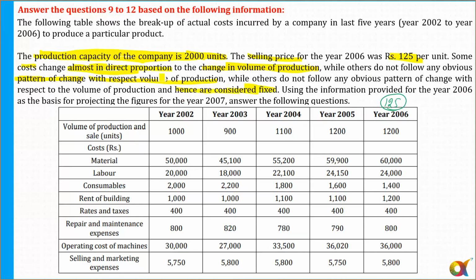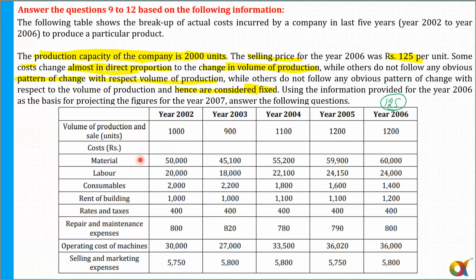Now, if you look here, in the year 2002 this is 1000 and material cost is 50,000. How many times is it more? 5 times more. Now let me prove 5 times. Here in the year 2003, this is 900 and this is 45, approximately again 5 times. 9 into 5 is 45. 2004 also, 11 into 5, 55. 2005, 12 into 5, that is 60, and 12 into 5, 60.